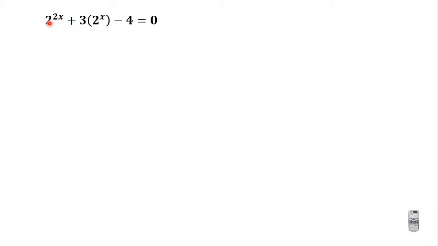Now what does that mean? You see, we have 2 exponent 2x. 2 exponent 2x can also be written as 2 exponent x in a bracket, then exponent 2. We have plus 3 into bracket 2 exponent x minus 4 is equal to 0. So we have 2 exponent x in this bracket, and we have 2 exponent x in this bracket also.